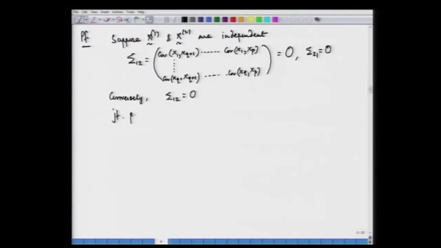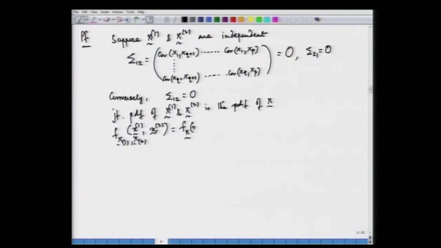So, now the joint PDF of x 1 and x 2 is nothing but the PDF of x. So, what I have is f of x 1, x 2 at x 1, x 2, it is better to use the same notation here. This is nothing but f of x at x, and now that we know the PDF of the multivariate normal distribution, I simply write this as 2 pi to the power p by 2 sigma to the power half exponent of minus half x minus mu transpose sigma inverse x minus mu.